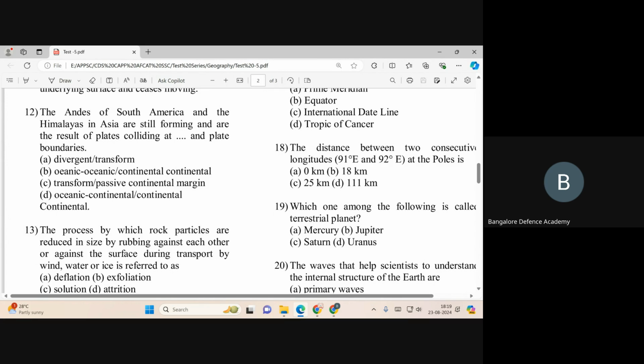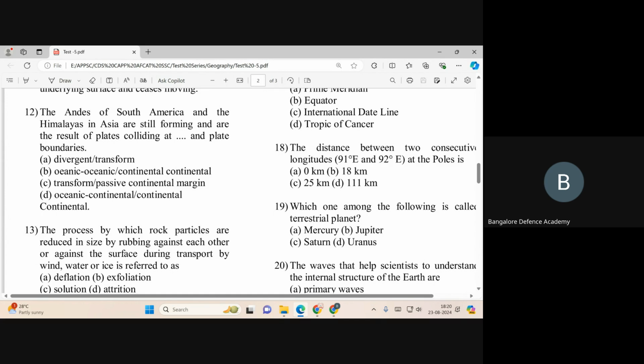Indo-Australian plate, not Gondwana. Indo-Australian plate is also continental. These both continental plates collided with each other and formed the Himalayas. So here two options are there. The second one should be what? Continental. So how many are having continental? Two. Option B is continental. Option D is continental.